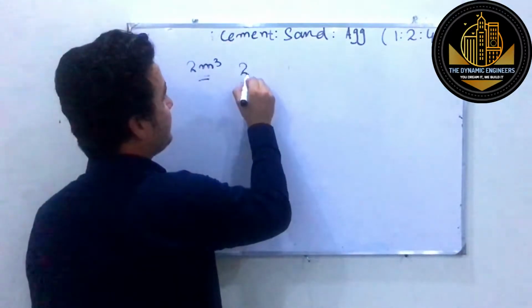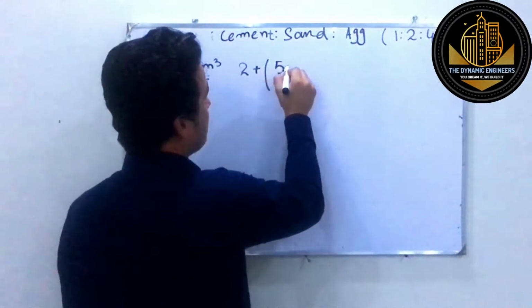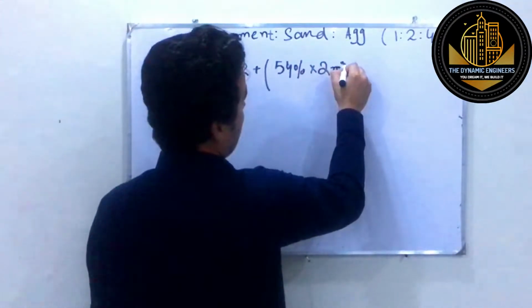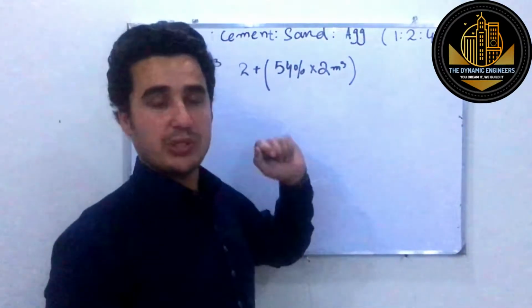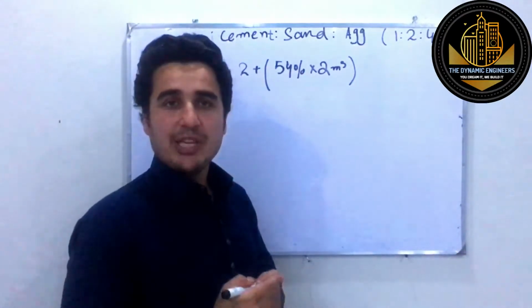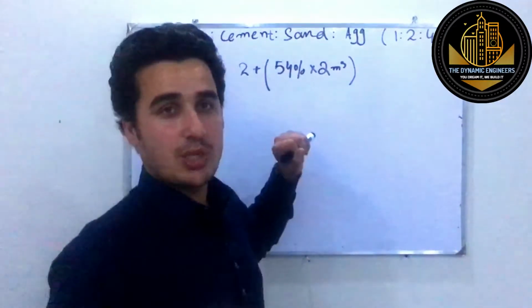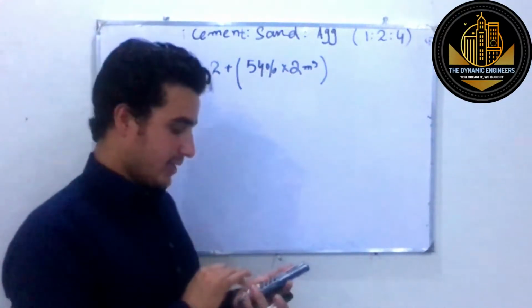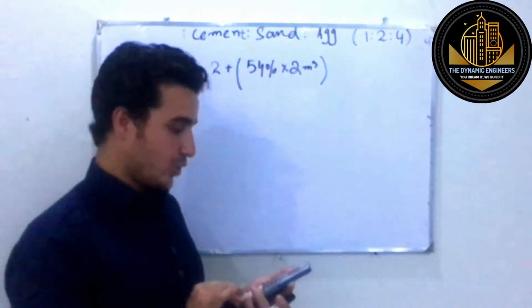So 2 meter cube plus 54% of 2 meter cube. Okay, as previously I told you that the weight of concrete increases by 54% when it is converted into dry weight. Okay, so let me calculate what is the quantity of 54% of 2 meter cube of concrete. Okay, so 54% of 2 meter cube is 54 divided by 100 multiplied by 2.